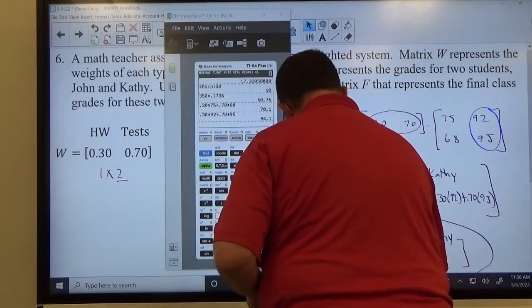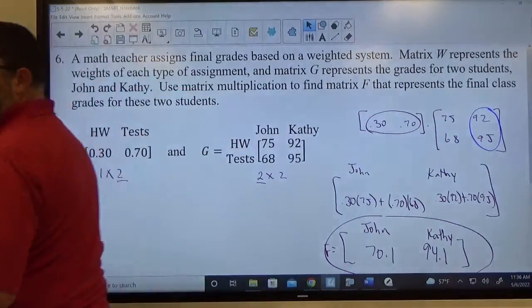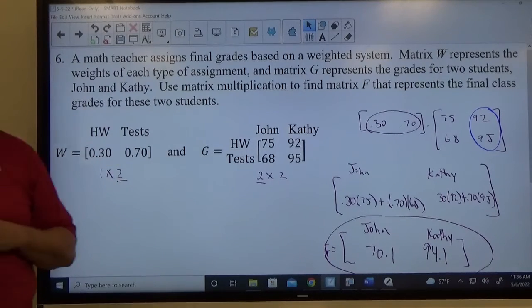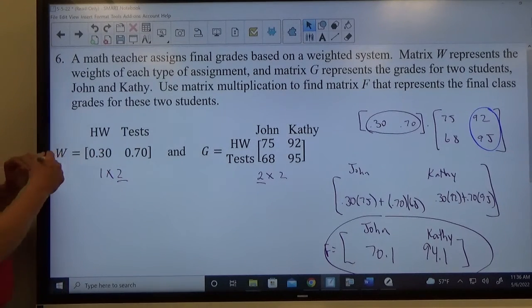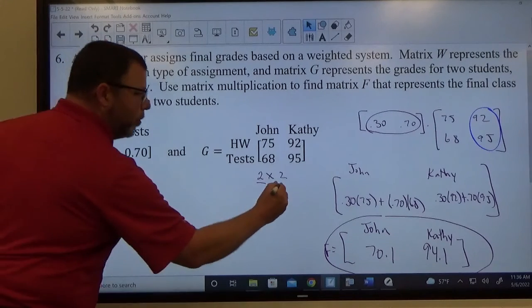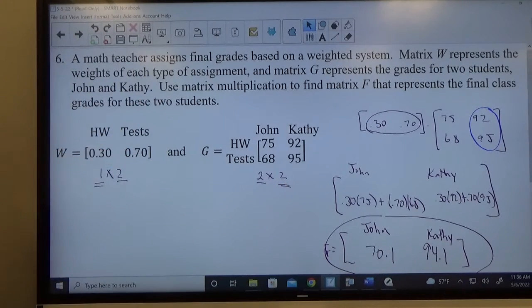So that's my matrix F, final grades. Does it matter which way you put it? It should be this way, not that way. You just want to write the multiplication based on your matrix. Write the answer as a matrix, yes. And again, remember that if I multiply a 1 by 2 by a 2 by 2, I should get 1 row and 2 columns, which looks like that. So if you give me a vertical matrix instead of a horizontal matrix, you won't get full credit because you did your multiplication improperly, even if you have the right numbers in it.